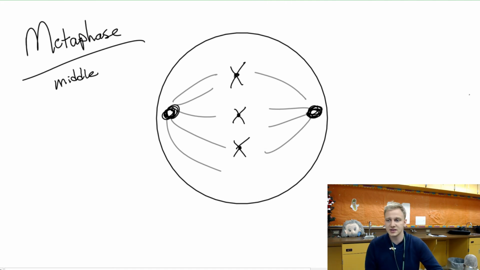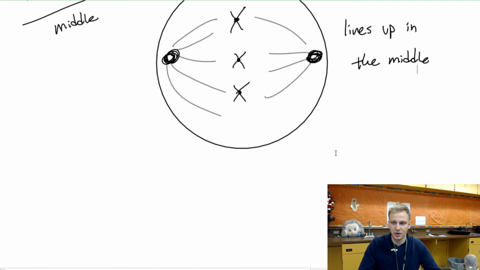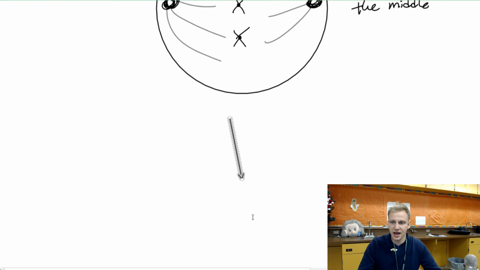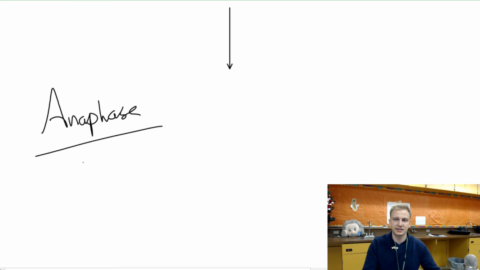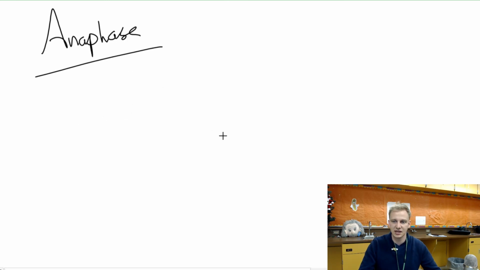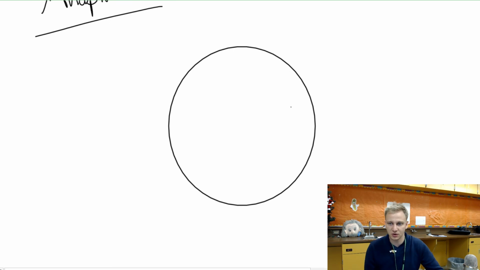And so this is the metaphase, where everything lines up in the middle, and we have no nuclear membrane or envelope anymore. And so once that happens, we can then advance to the next stage, and the next stage is known as anaphase.